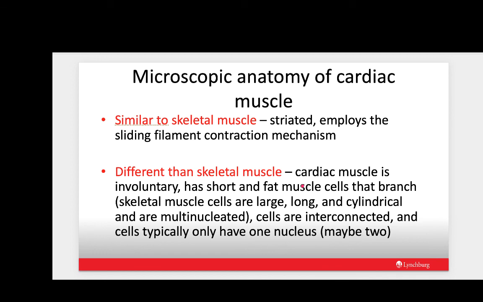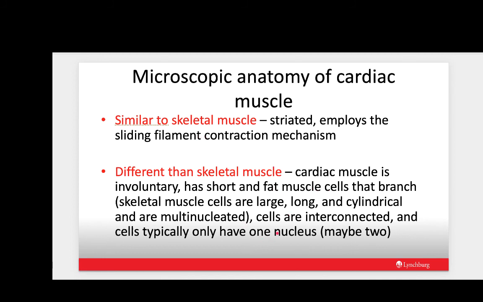So here I've taken the time to compare skeletal muscle and cardiac muscle, and this is important. I would recommend that as you're going through these, you recall important facts about skeletal muscle to be able to compare skeletal to cardiac. Skeletal muscle is striated as well, so both skeletal and cardiac muscle fibers are striated and use sliding filament.